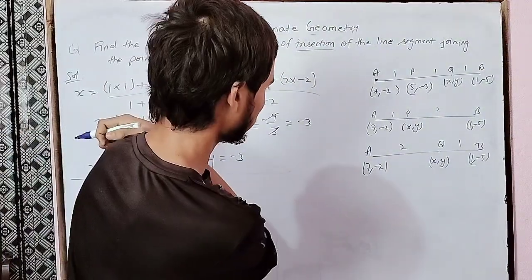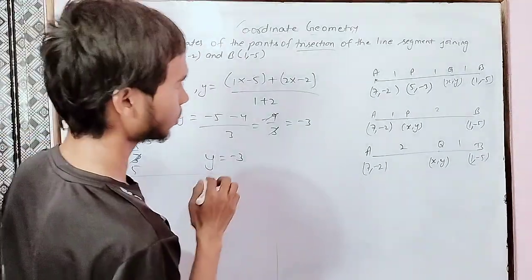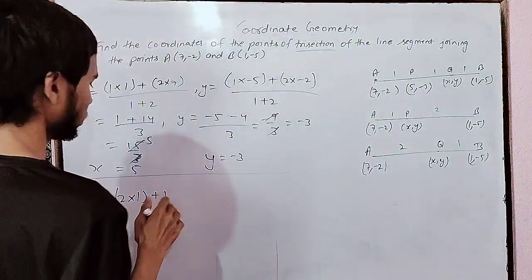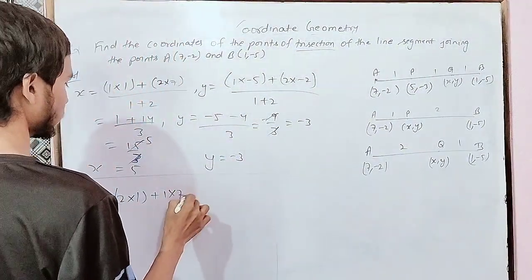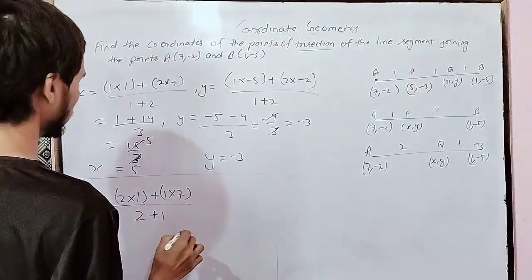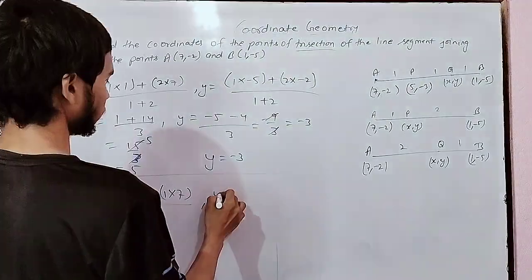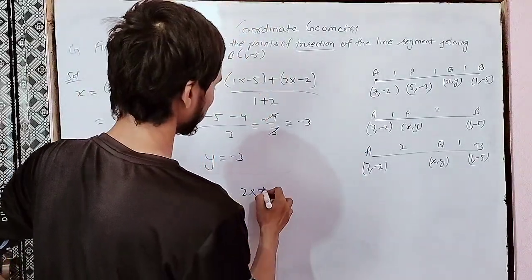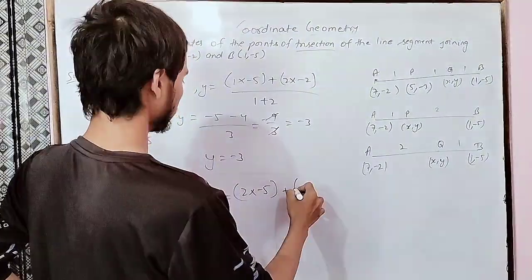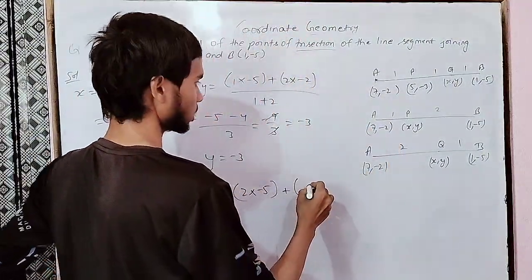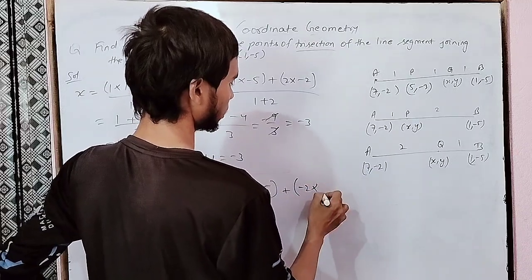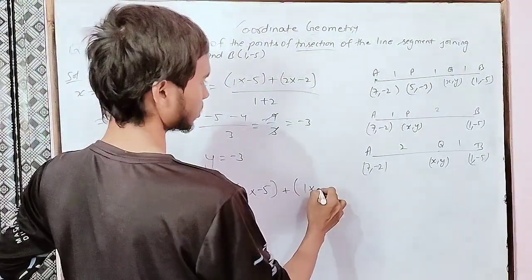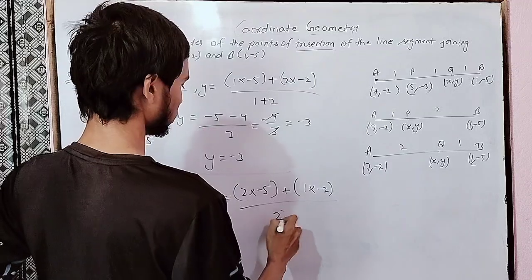For x: m1 which is 2, multiplied by x2 which is 1, plus m2 which is 1, multiplied by x1 which is 7, upon 2 plus 1. Now for y: 2 multiplied by y2 which is minus 5, plus y1 which is minus 2 multiplied by 1, upon 1 plus 2. Otherwise you can write 2 plus 1.